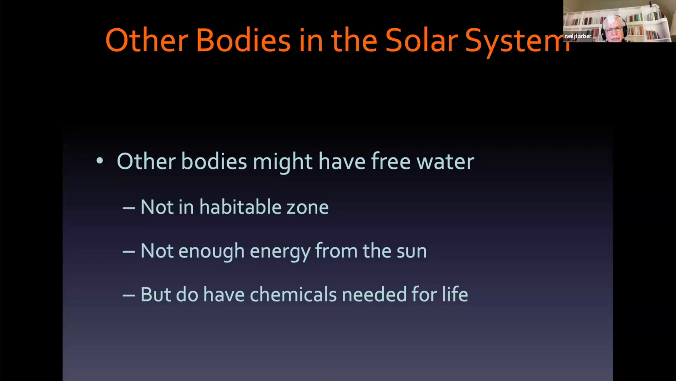Well, there are other bodies in the solar system that could potentially have life. Now, no other body has free water that we know of, because none are in the habitable zone. But they do have some of the chemicals needed for life, and they might just have the energy, not from the sun, but from another way, for having life inside their body. And I'll talk about that.